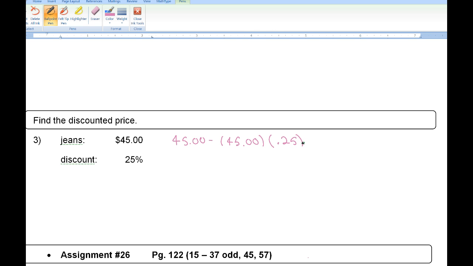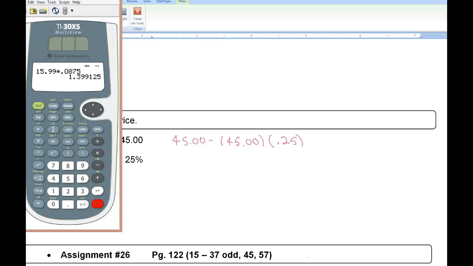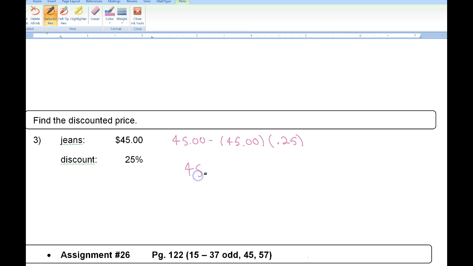Does anybody know what that is? Click on the calculator. All right, so 45 times 0.25 equals 11.25. That's what I want. So we have $45 minus 11.25. And what do we get for the new total price? 33.75.